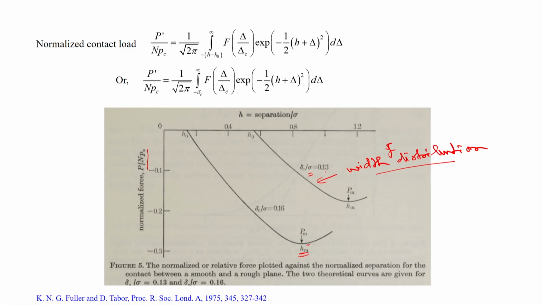So this is 0.13 here and 0.16 here. Therefore here the width is larger, so the pull off load here is actually lower with respect to this. So that observation comes out of this calculation.